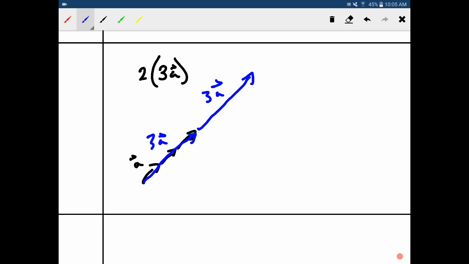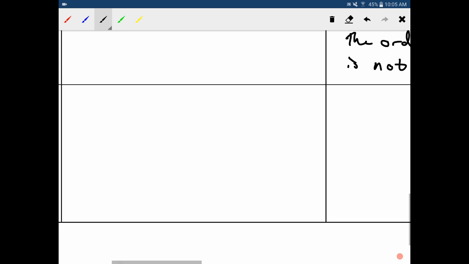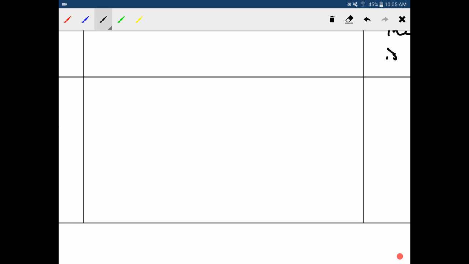So there's another 3a. And if you then look at this, that's creating this long vector like this, which is just 6a. Okay? Because you would have 1, 2, 3, 4, 5, 6. So there's just 6a's. Okay? So the order doesn't matter. I could create 3a and then multiply by 2, or I can just do 2 times 3 and find that it's 6, and then multiply that by a.